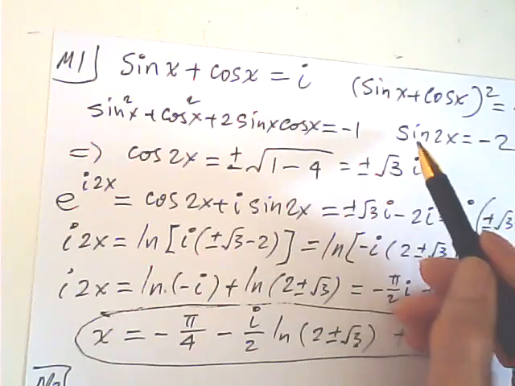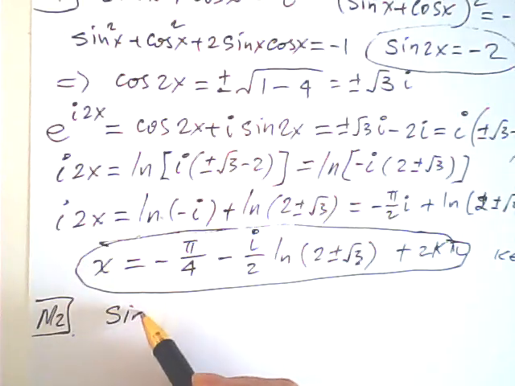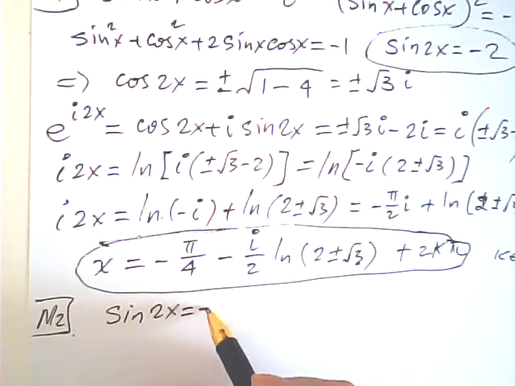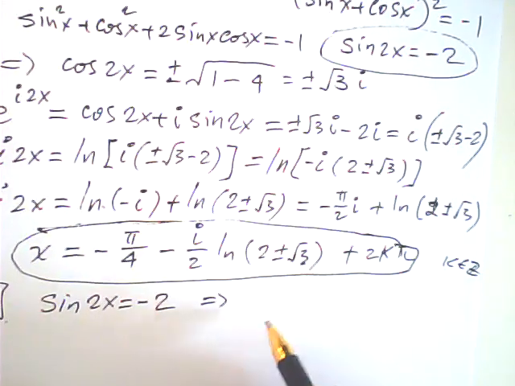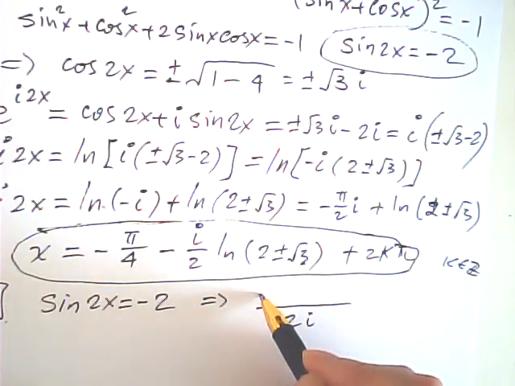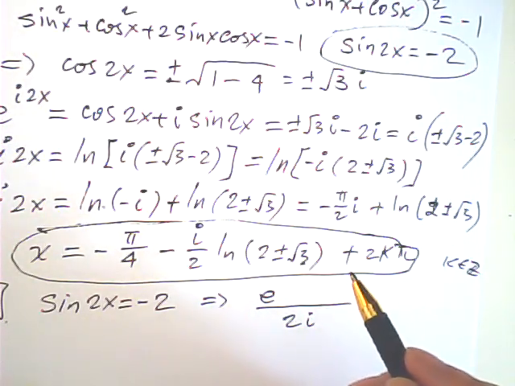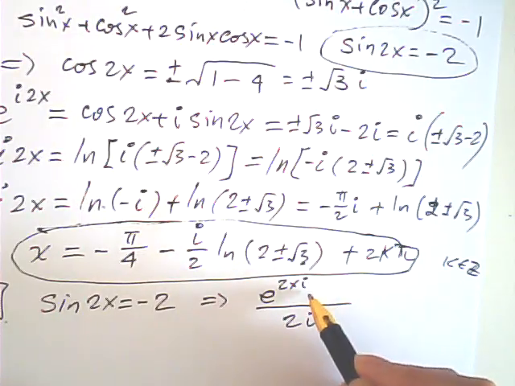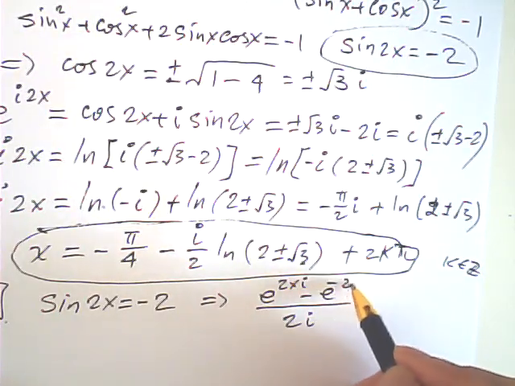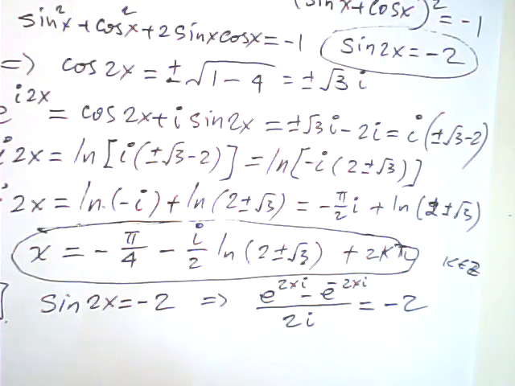Method 2, while I'm using what has been done. So sine 2x is equal to negative 2, which means that (e to the 2xi minus e to the negative 2xi) over 2i is equal to negative 2.